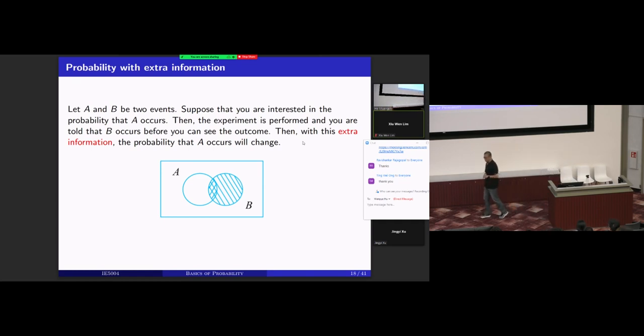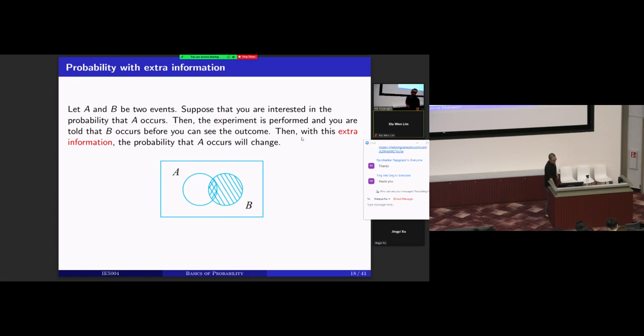Through this example, I would like you to think about a question like this. The probability can actually change after you know some extra information, right? So let's think of a more general case. Suppose that there are 2 events. We call them A and B. You're interested in the probability that A occurs.